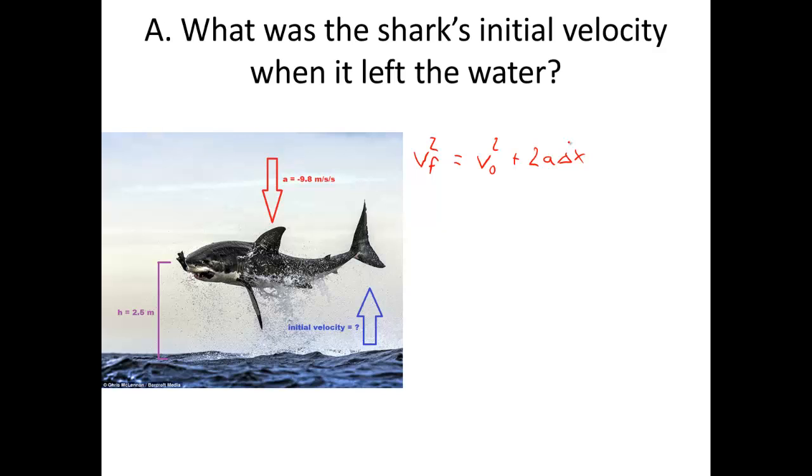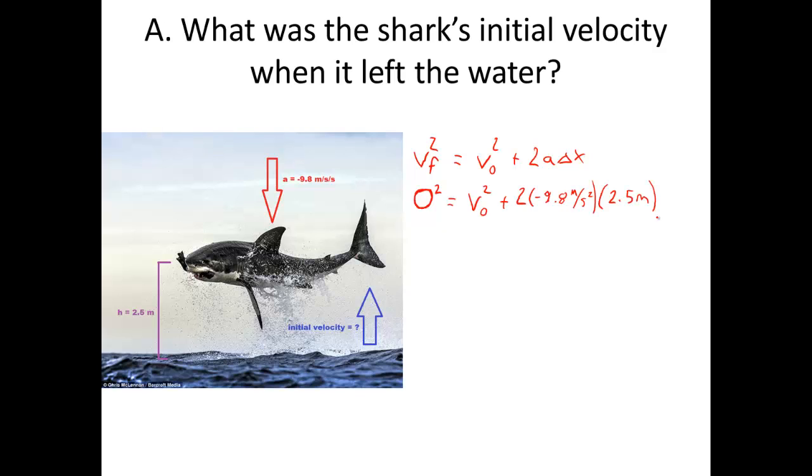It's shown in the picture as 2.5 meters. We know that the acceleration due to gravity here on Earth is negative 9.8 meters per second squared. And we also know that at the shark's maximum height, the velocity is equal to 0. The only thing I don't know in that equation is the initial velocity, and of course, that's what I'm being asked to solve. So let's plug in all of the information that we know.